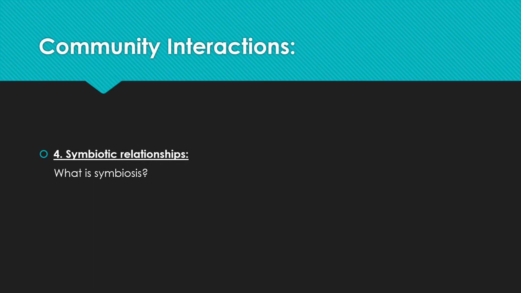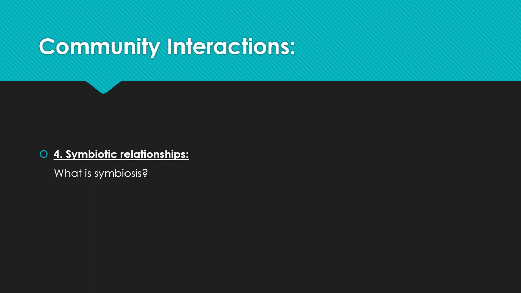So that was predator-prey. Now let's talk about the next one, which is symbiotic relationships. Again, remember we're talking about interactions. Remember the first one was talking about the interactions within an ecological niche. The second was interactions between populations. The third one was the interaction between predator and prey. The fourth one is going to be a symbiotic relationship.